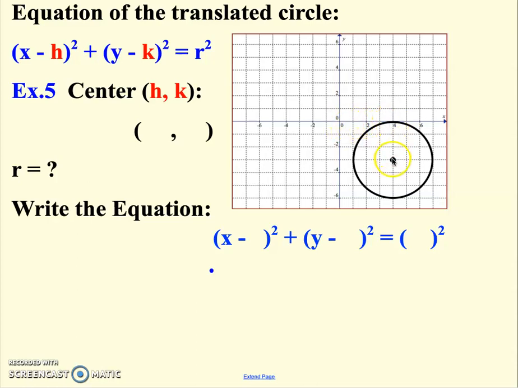So where's my center? 4, -3. So I'll pop those up. 4, -3. My radius, of course, still just countable. Count that in each direction. So you've got a radius of 3. And then drop your numbers in.